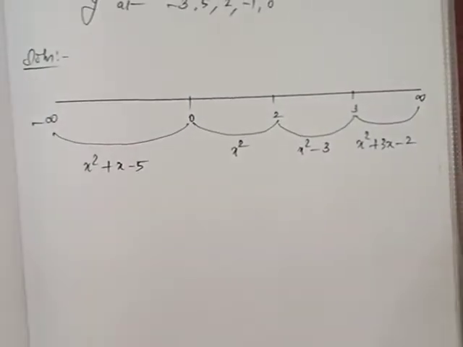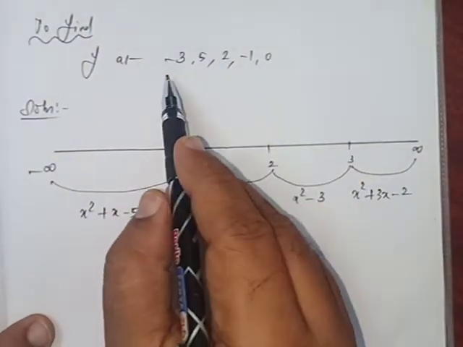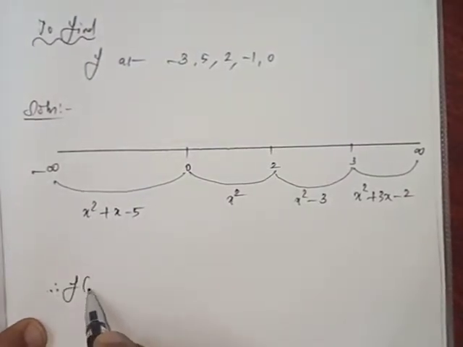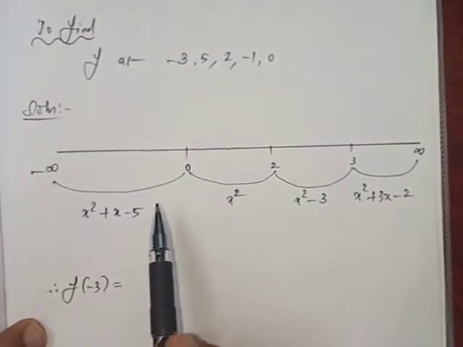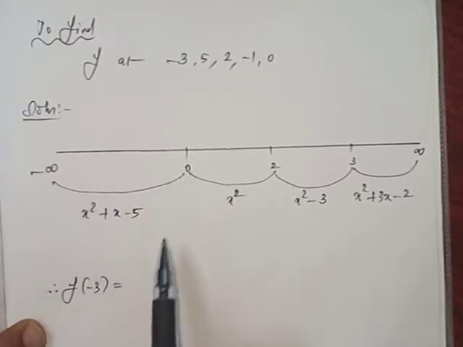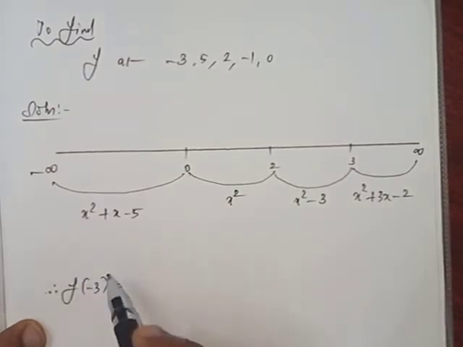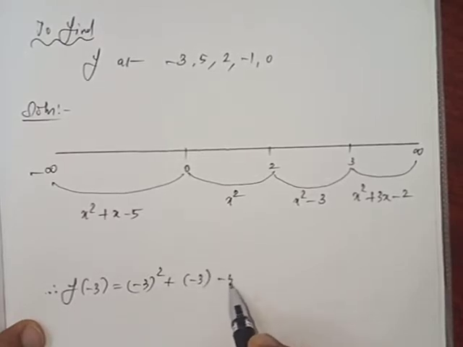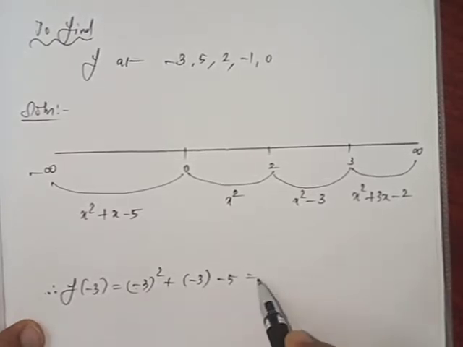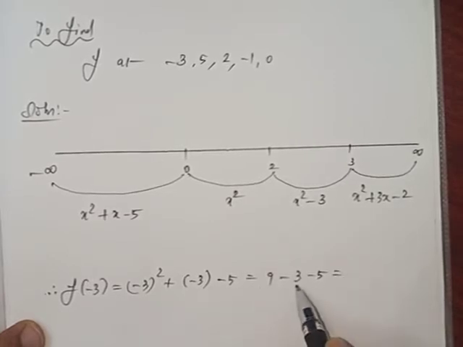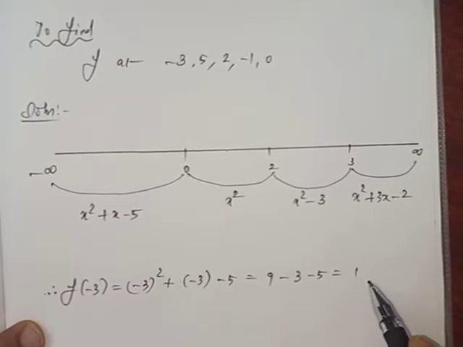Okay. Now we can do one by one. For f of minus 3 first. Minus 3 obviously lies in the interval minus infinity to 0. So I have to consider this f of x. Replace x by minus 3. Minus 3 the whole square plus of minus 3 minus 5. Minus 3 the whole square is 9, plus into minus, minus 3 minus 5. 9 minus 3 is 6, 6 minus 5 is equal to 1.